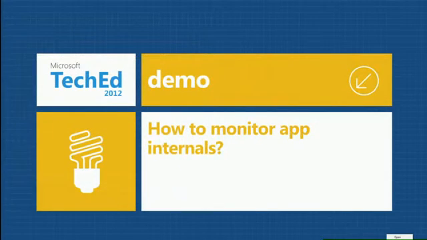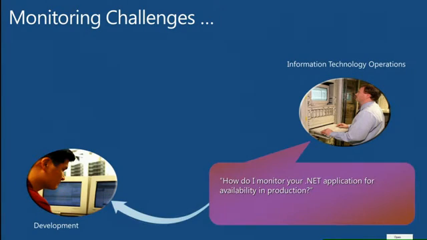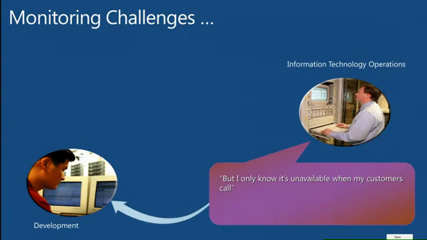Now, that's good. After you've done deployment, now you have to monitor things. And here, there are a lot of challenges. Typically, the conversation between IT pros and devs goes like this. So how to monitor these .NET applications? And developers are not sure, what do you mean monitoring? It's working fine in staging. But from the ops standpoint, they have no clue when something isn't working, and they rely on customers to report those issues.